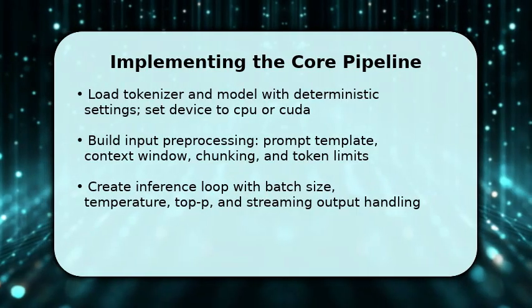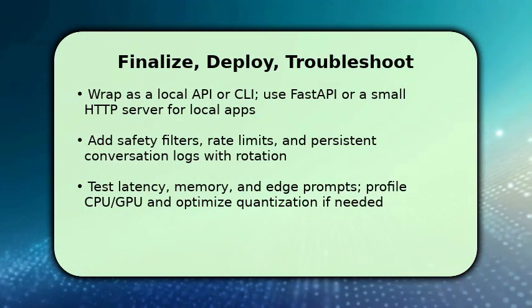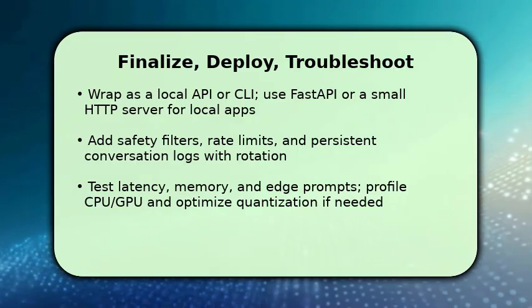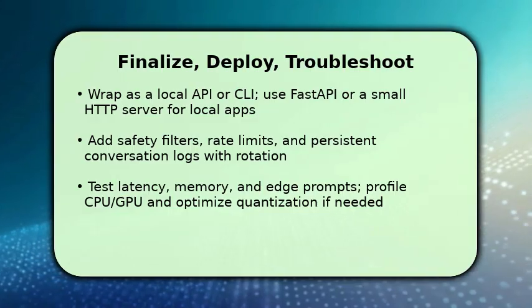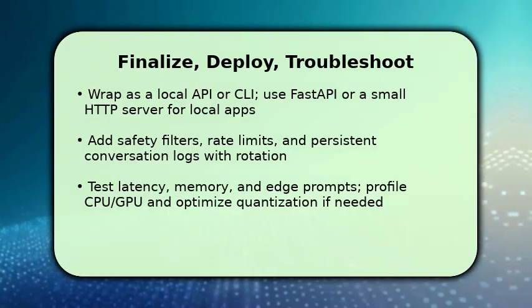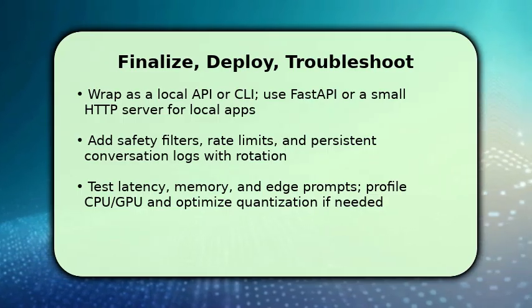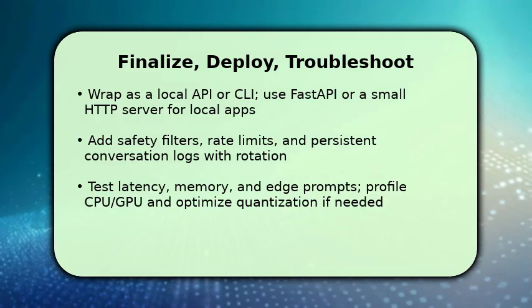You finish by wrapping the model into a local API or CLI. FastAPI works well for local apps and lets you expose a simple /chat endpoint. Add safety filters, rate limiting, and persistent conversation logs with rotation so you can audit behavior.